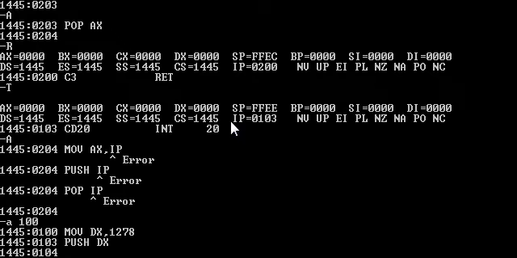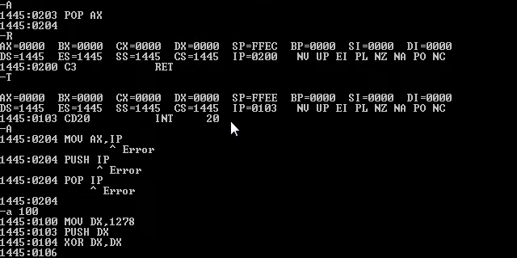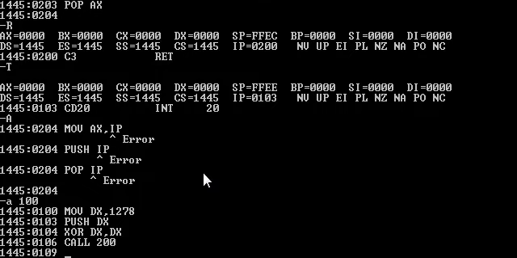Before I call the function, I'm going to clear DX out again. That way, you'll know for sure that the only way that our friends at 200 could ever get the value 1278, which is now gone, will be from the stack. Now I'm going to call it, and when it comes back, we'll quit.